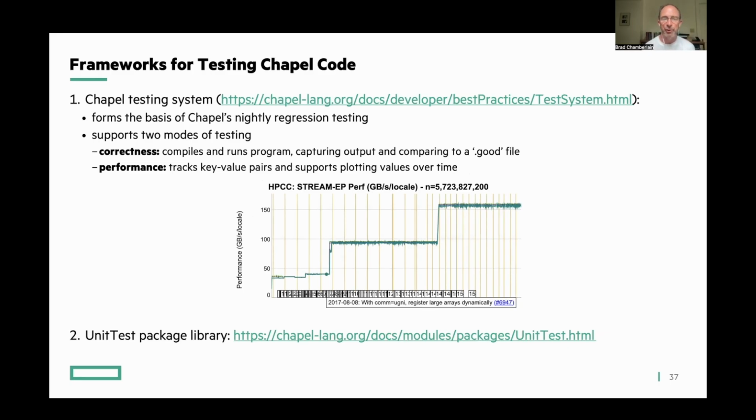This can also be used in a performance mode where you can track keys like the amount of memory used, the amount of time taken, or the performance, grab the values associated with those keys, and track those over time, either in tabular formats or by plotting them. In this case, I'm showing a benchmark and its performance improving over time. This graph is annotated, so you can see I've popped up here that one of those big upticks in performance was due to this pull request here that changed how large arrays are dynamically allocated.